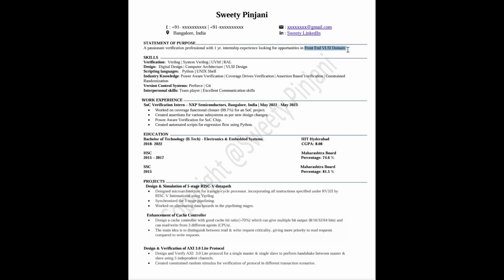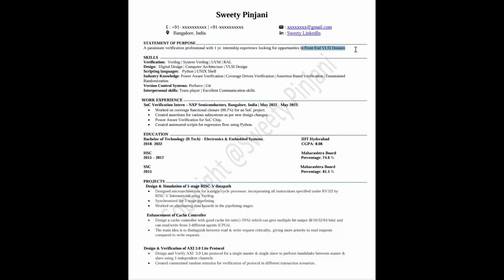This gives a clear idea of what your work experience is, what your domain is, and what kind of job opportunities you are looking for. Now, please take a note: all throughout the resume, I mostly focus on using keywords. We don't use too many long sentences. We try to cover the important details in minimum words.